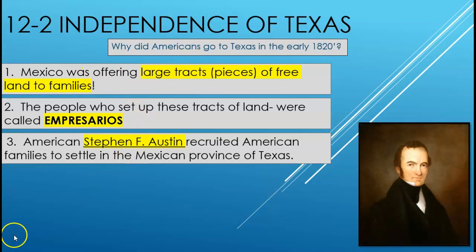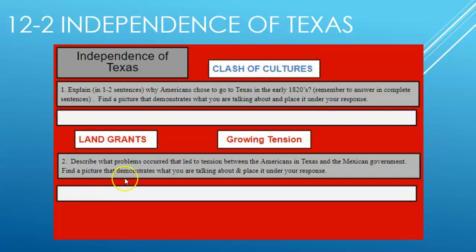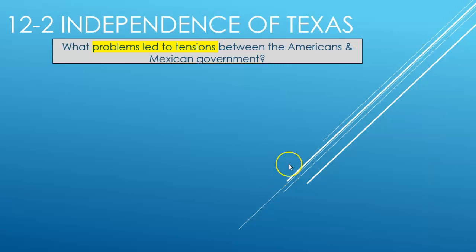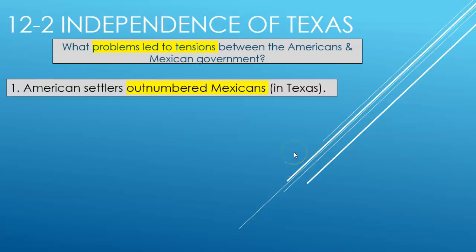settling in Texas. The second question I ask basically talks about, hey, what's the growing tension between Americans in Texas and the Mexican government? So the tensions that arise between the Americans and the Mexican government comes from a variety of reasons. So the first one is, quickly, American settlers actually outnumber the Mexicans who were born in Texas. They're known as Tejanos.